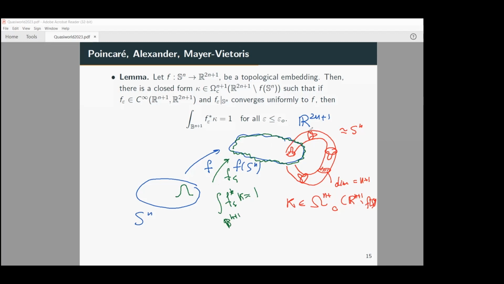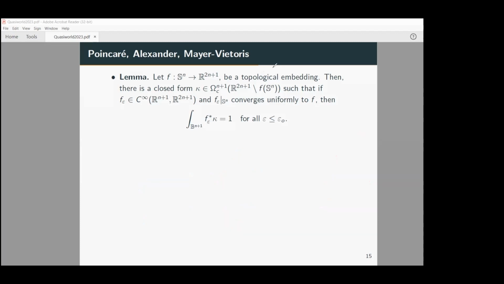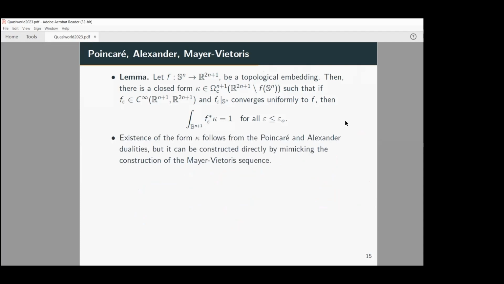In general, there are counterexamples. You can have a circle in S5 which cannot be linked with any three-dimensional sphere because the complement has third homotopy group 0. So in general, it doesn't work, but it works at the homology level. And actually, what you can do, you can prove the existence of some form using Poincare and Alexander dualities, or you can mimic those proofs, the construction of the Mayer-Vietoris sequence, and this is what we do in the paper.